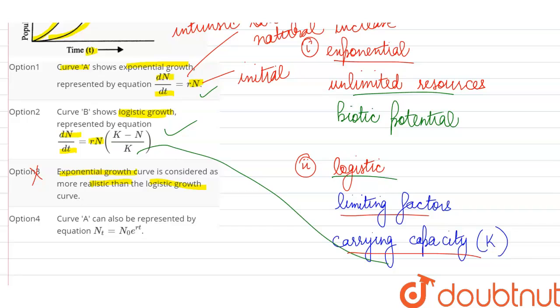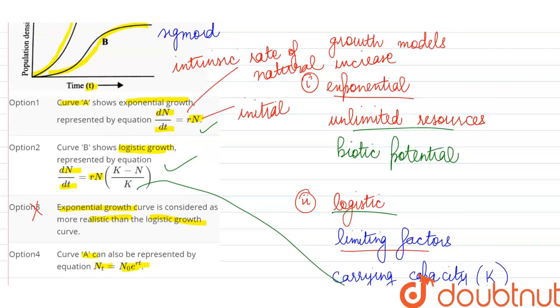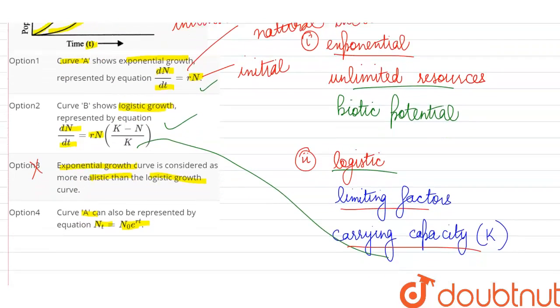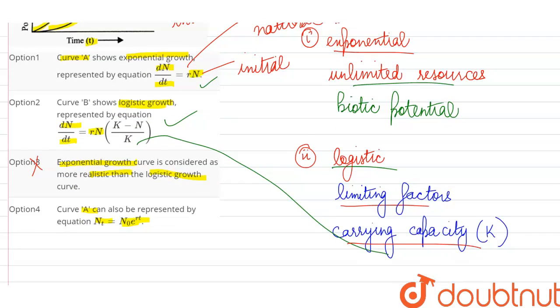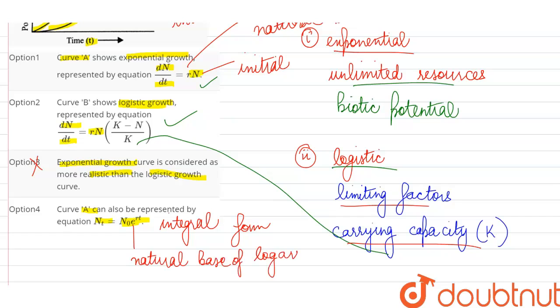And again, in option D, they are saying curve A can be represented by Nt = N0 e^(rt). Now again, this equation that they have given for exponential growth is right. Only difference is that it is in the integral form. Over here e is our natural base of logarithm.